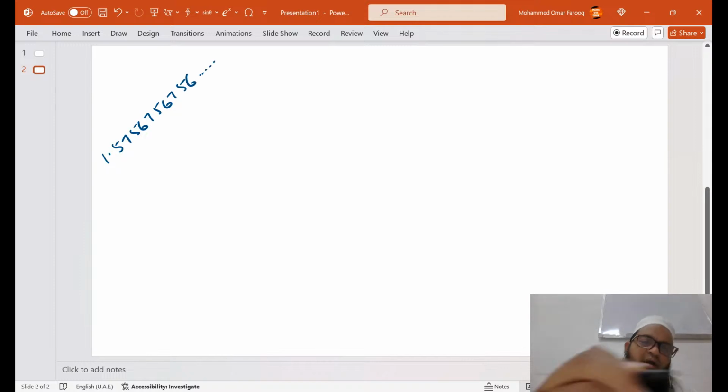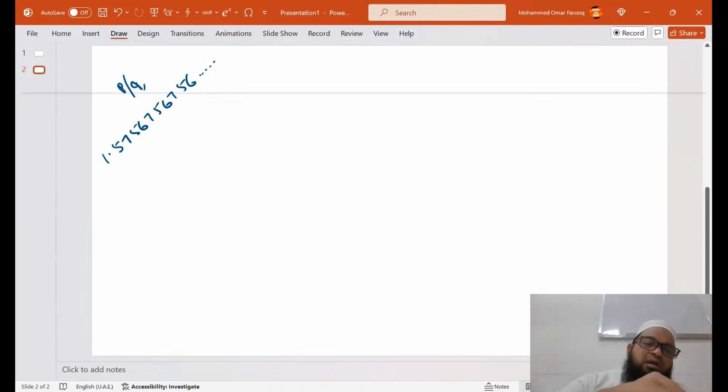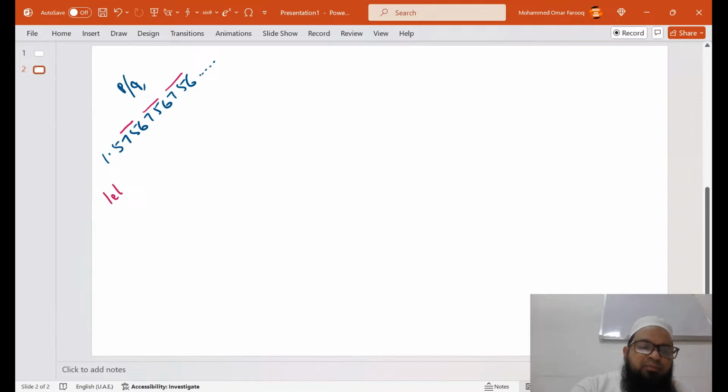1.5756756 and so on. See, a student has sent this number and he asked us to write it in p by q form. So first, here it looks like 75757575, right? But after clearly reading it two times, I understood that 756756 is repeating. So, how can you write this number? Let x is equal to 1.5756 bar. Understood? So, this is our first equation.